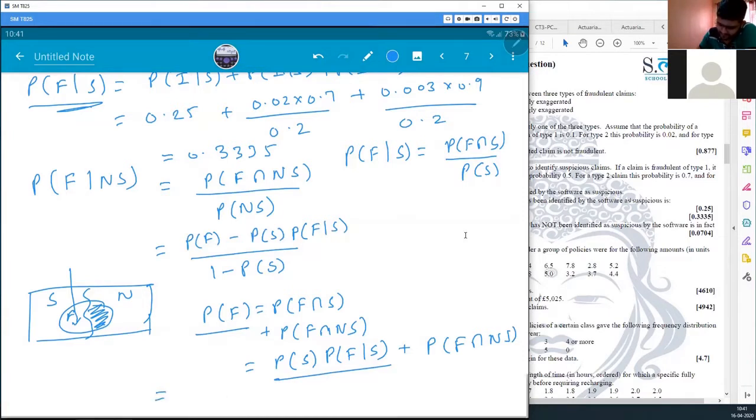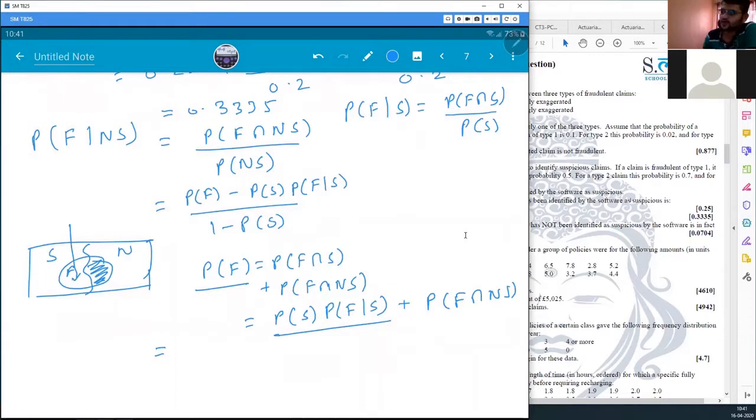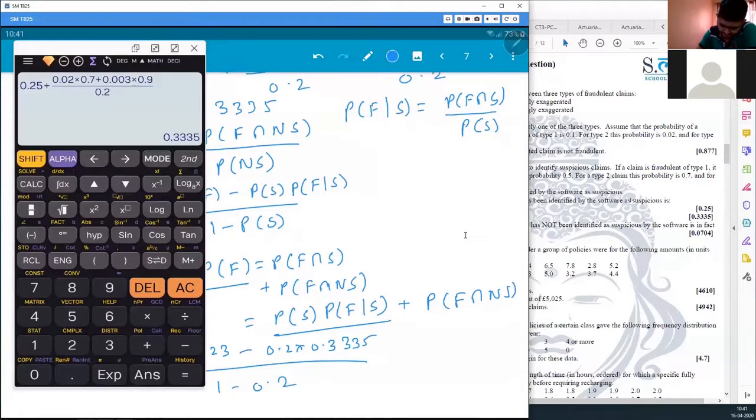So finally, probability of fraudulent: in the very first question we found the non-fraudulent, so that would be 1 minus of that, and we will say 0.123 minus this would be 0.2 into 0.3335 by 1 minus 0.2. So our answer is 0.070375. Okay.